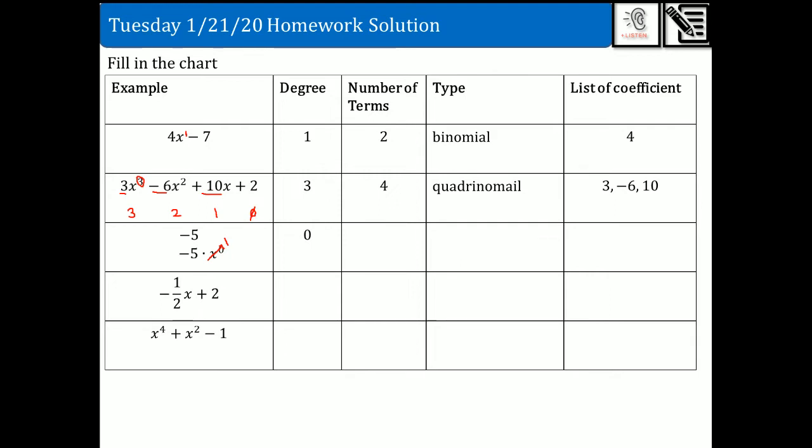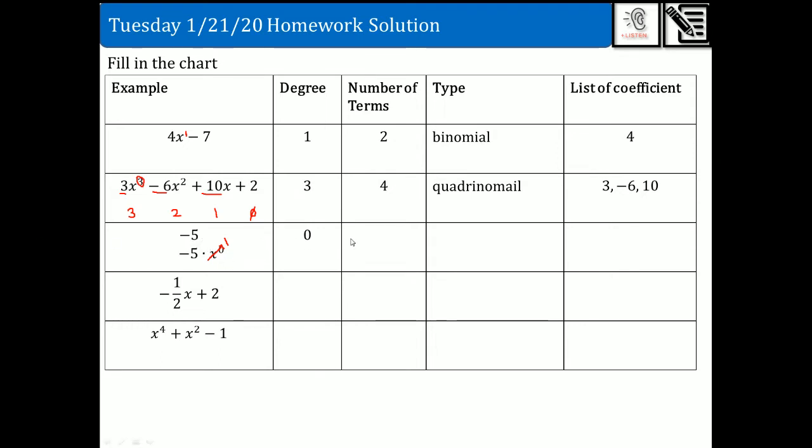Okay, this does have an exponent of 1 here, but when I'm looking at the degree, you're referring to the degree of the variable. Okay, so this is why this is considered a 0 degree. Okay, so negative 5 has 0 degrees.